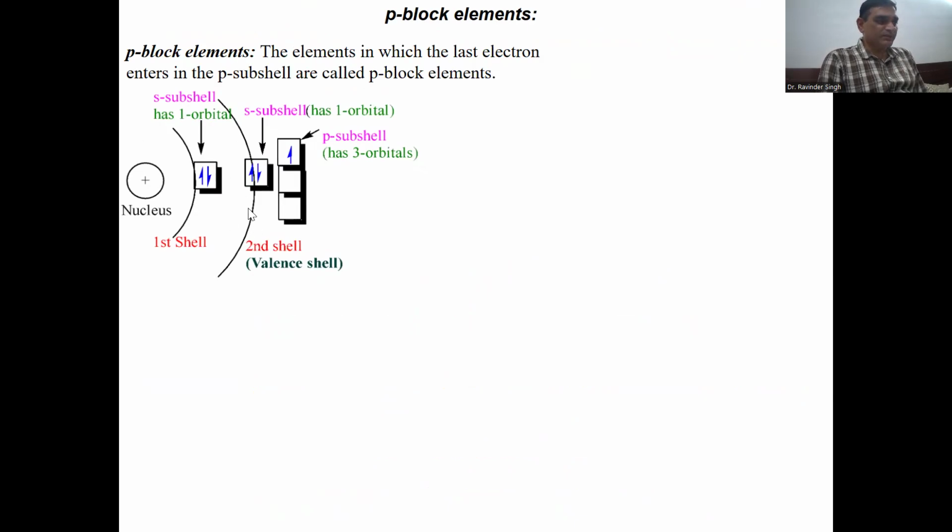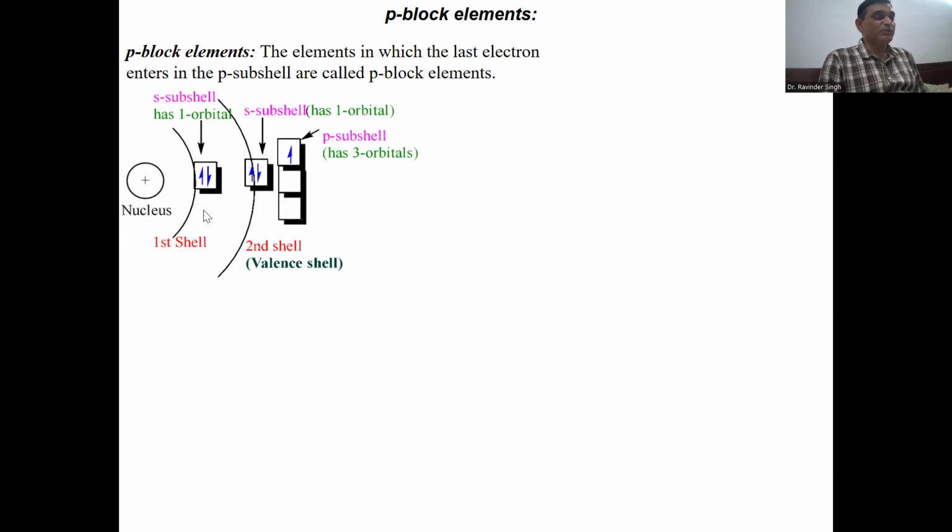That is the configuration of the element. You can see 1s2. In the first shell, there are 2 electrons. In the second shell, there are 2 electrons in 2s. In the 2p, there is 1 electron. So what is the total number of electrons? 2 plus 2, 4, plus 1, that is 5 electrons. 5 electrons means atomic number is 5. So that diagram is for boron, whose atomic number is 5.